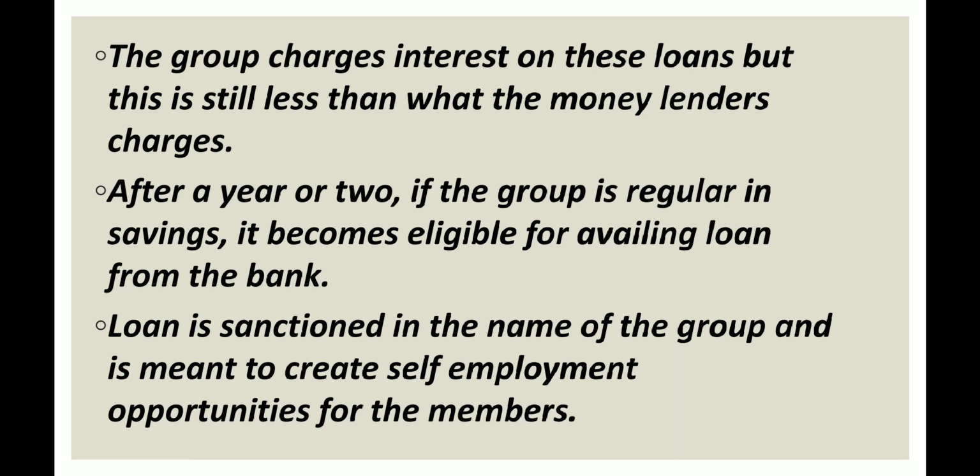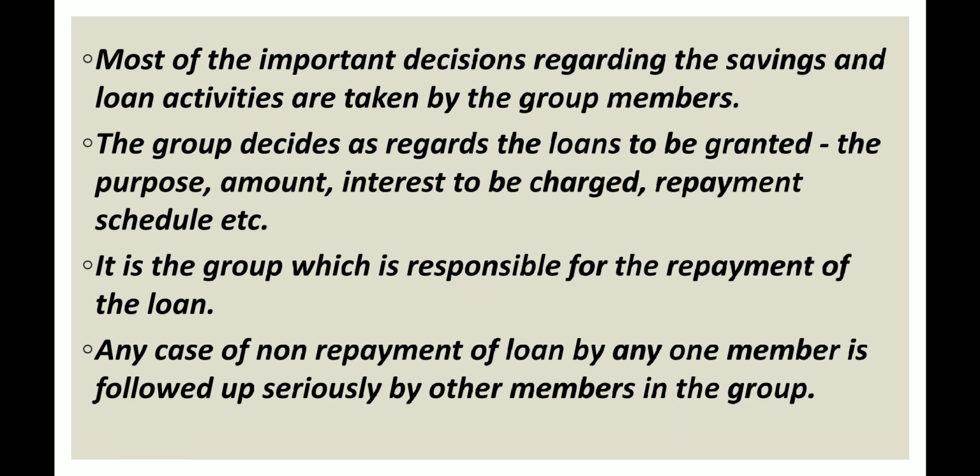After a year or two, if the group is regular in savings, it becomes eligible for availing loan from the bank. Loan is sanctioned in the name of the group and is meant to create self-employment opportunities for the members. For instance, small loans are provided to the members for leasing mortgage land, for meeting working capital needs, for housing materials, for acquiring assets like sewing machine, hand looms, cattle, etc.